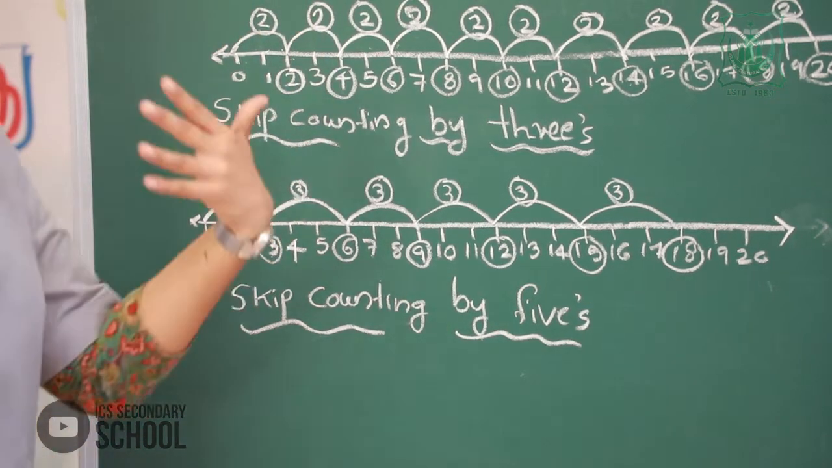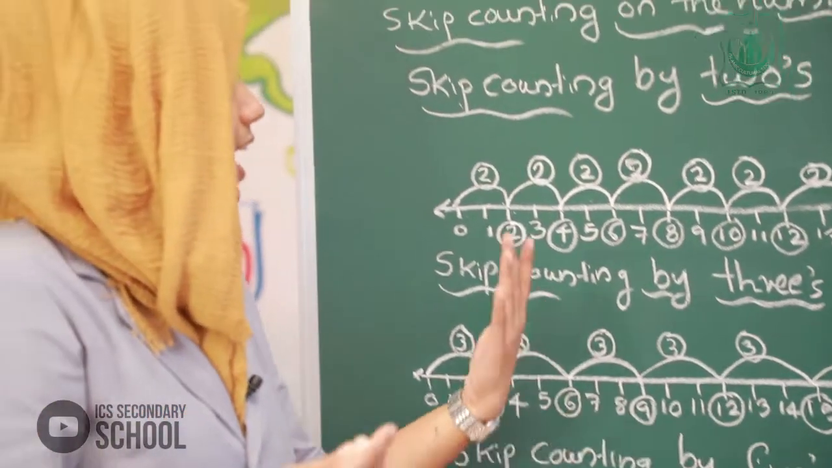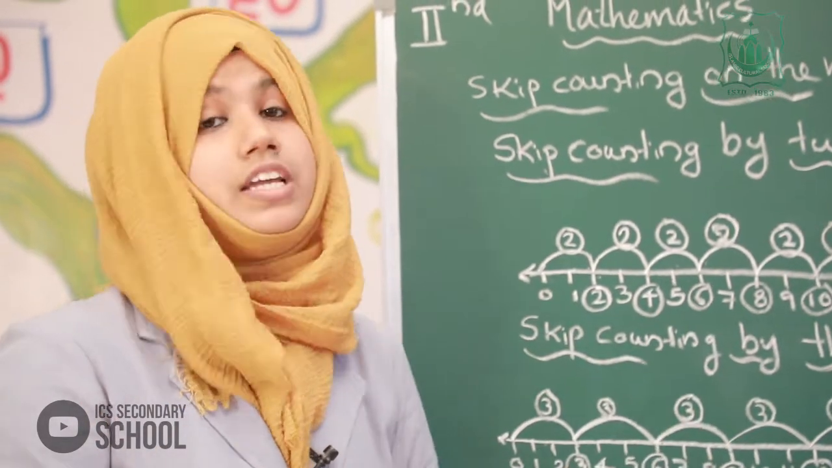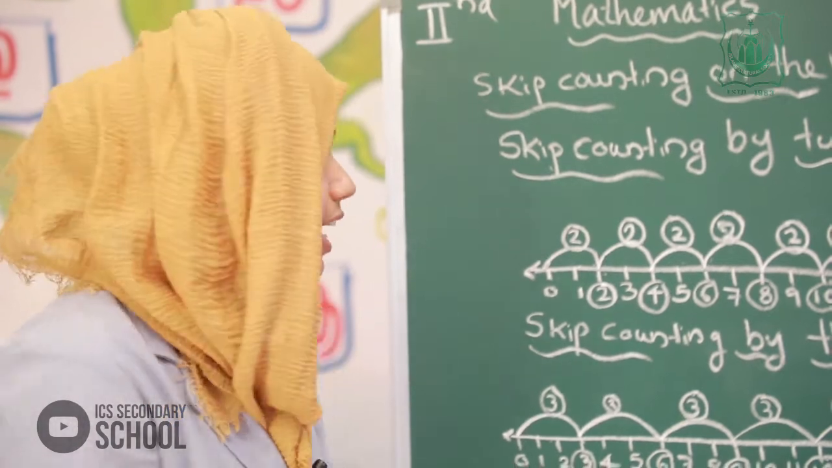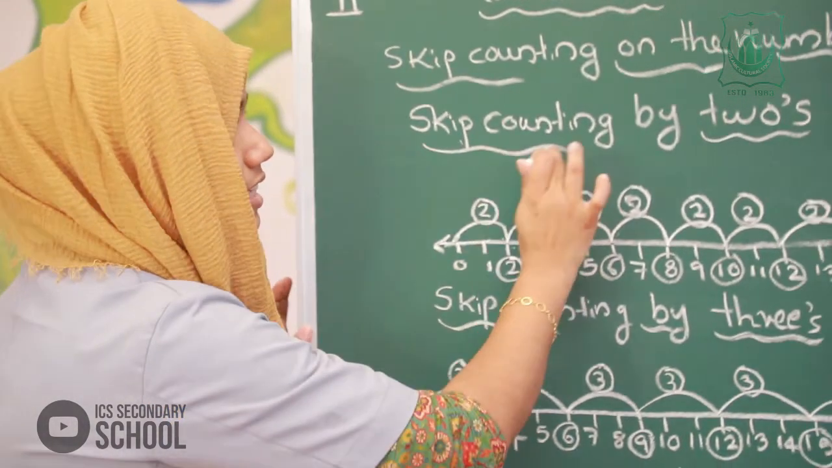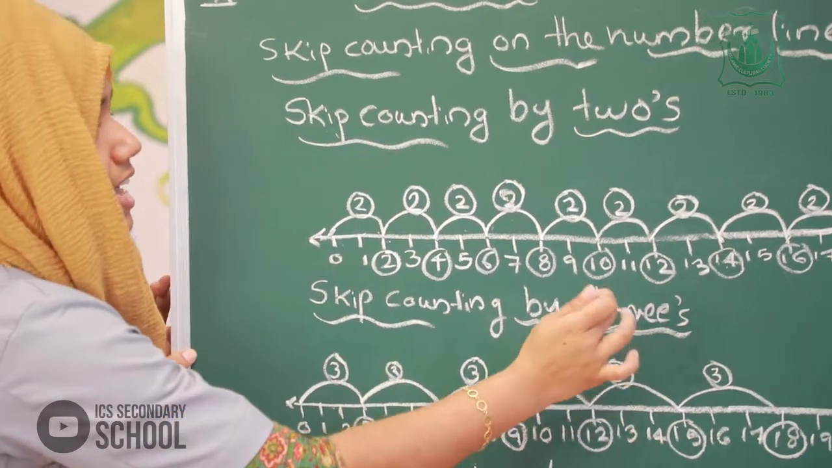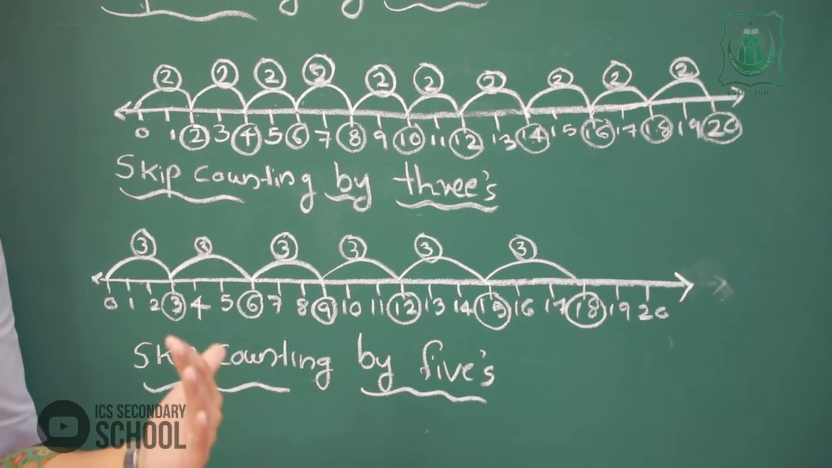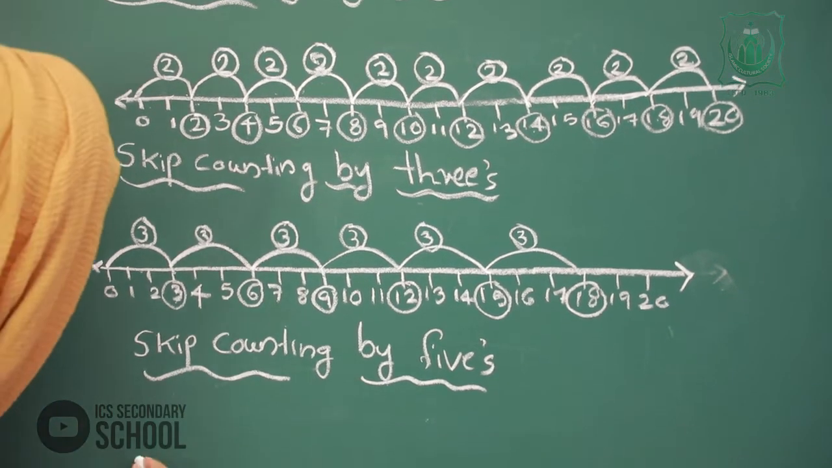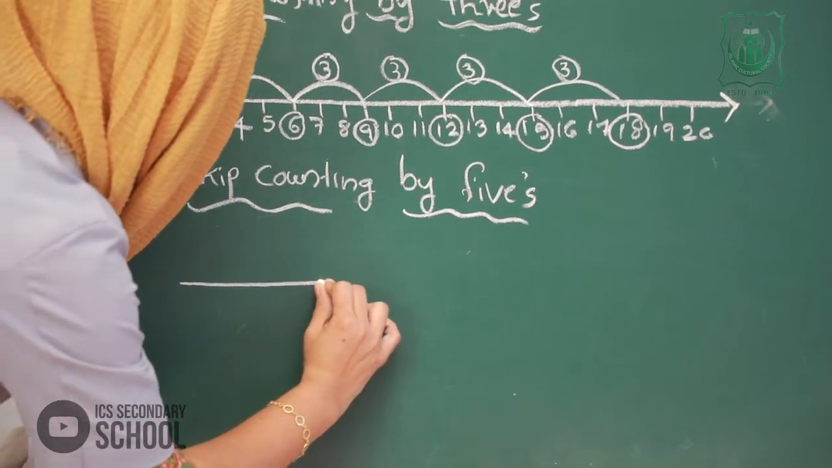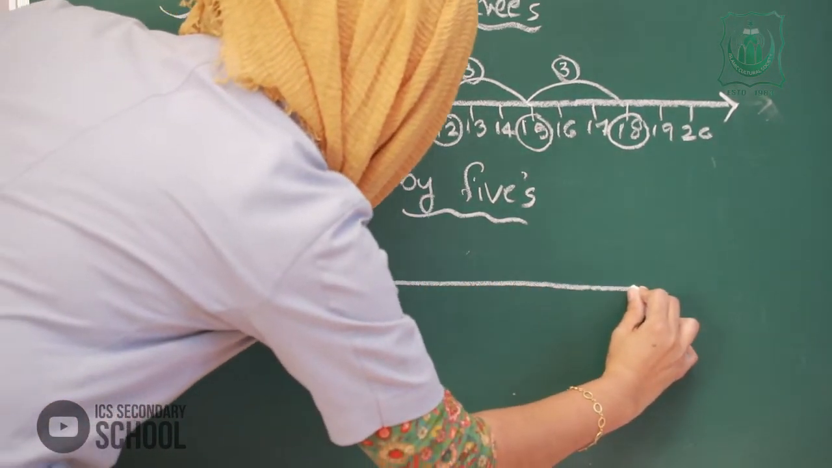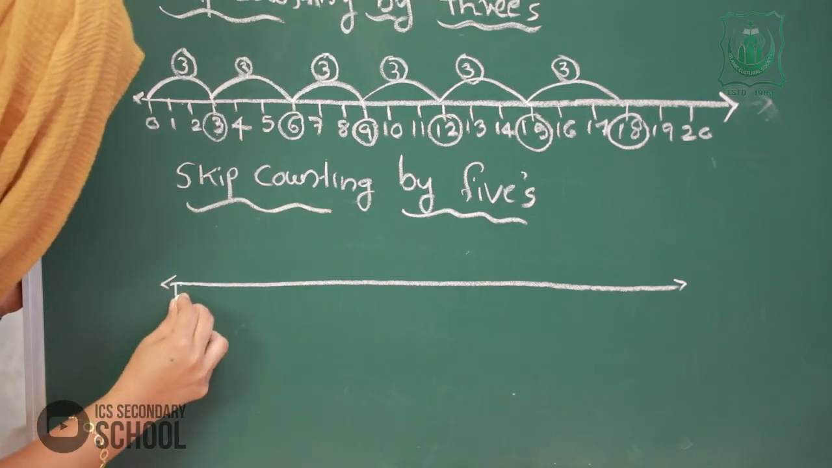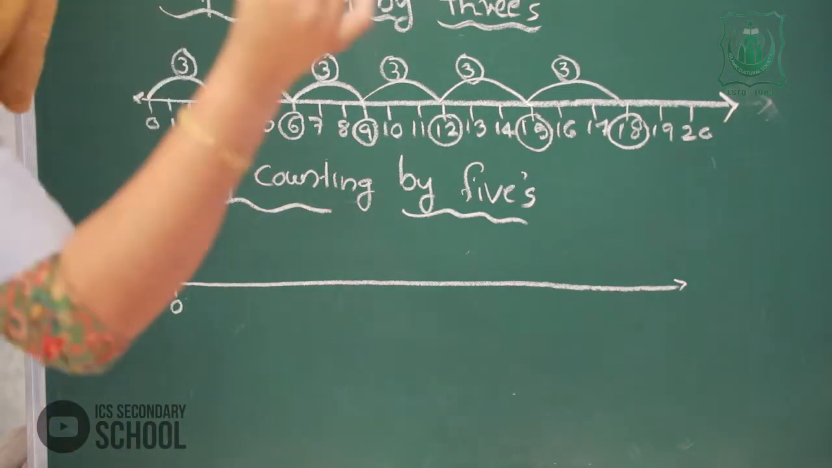So we can represent any number, skip counting by any number on the number line. Okay. So we completed the skip counting by 2s. Next, the skip counting by 3s. And third one is skip counting by 5s. The same way we can make a number line. We can make a number line and mark from 0 to 20.